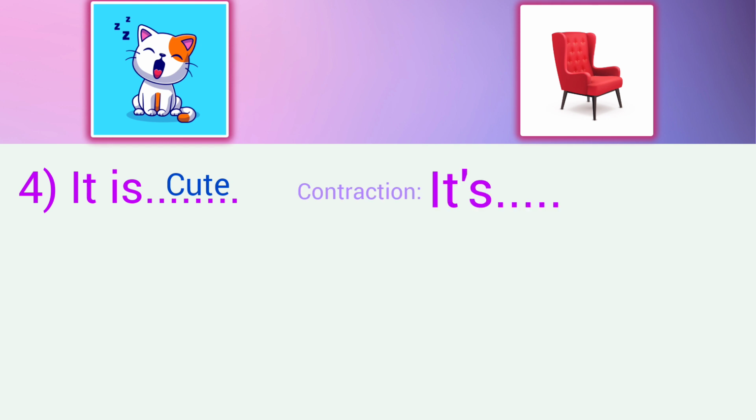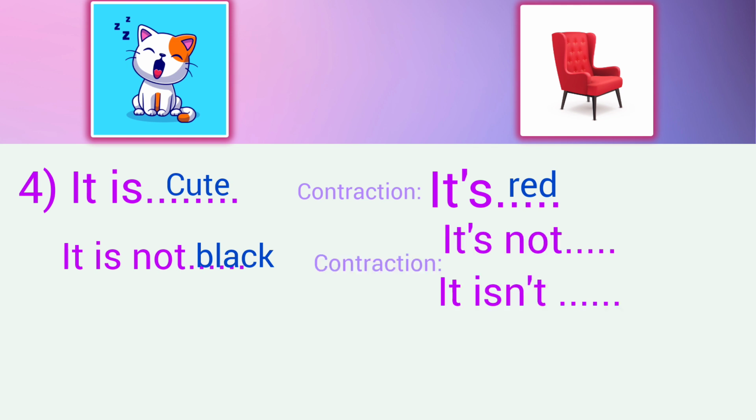4. It is. It is cute. Contraction, it's. It's red. Negative form. It is not. It is not black. Contraction, it's not or it isn't. It's not blue. It isn't green. Question form. Is it yellow?